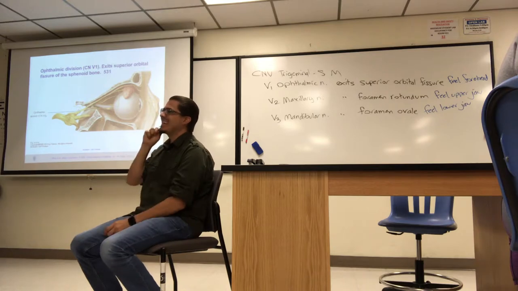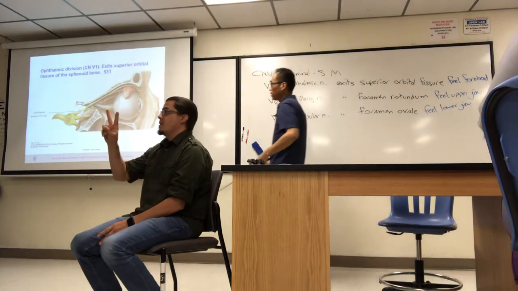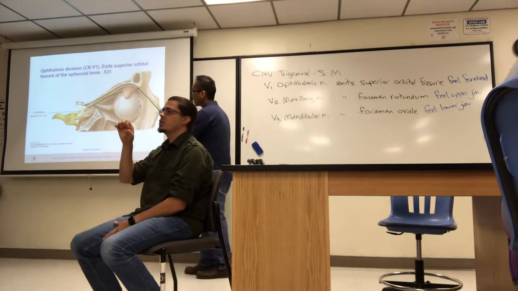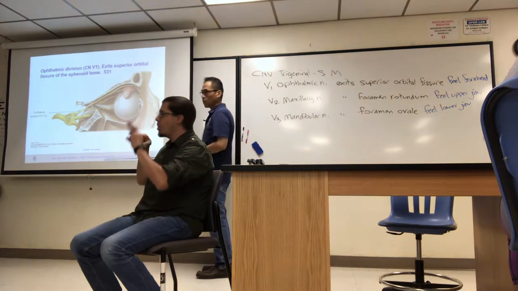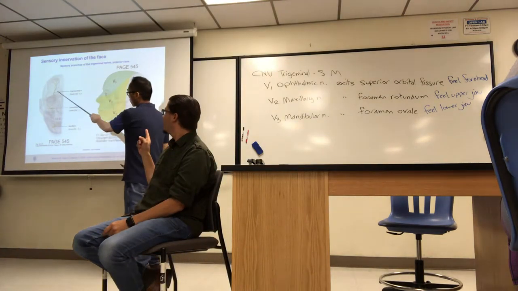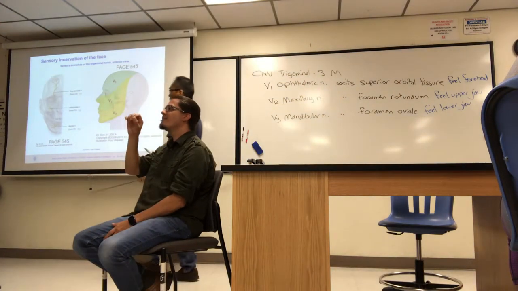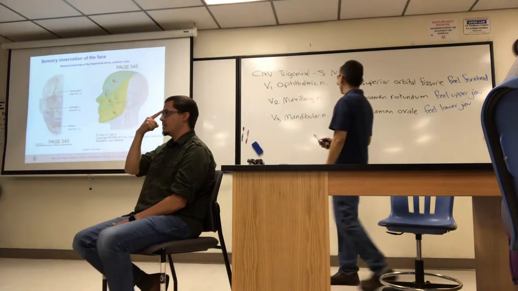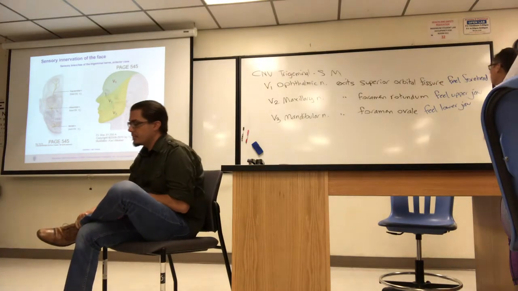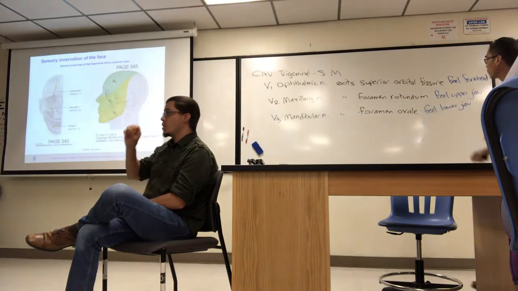So I want to show you, here's V1. It's exiting the superior orbital fissure. If you follow it to get all the way to the front of your face, it has to come out a hole in the front right there. Now we studied it before, on the previous slide. So go back to this one. It's the supraorbital nerve. It's exiting that supraorbital foramen or notch. That's one of the surface features on the skull. It's actually from V1. So the branch of V1 that helps you feel your forehead is the supraorbital nerve.